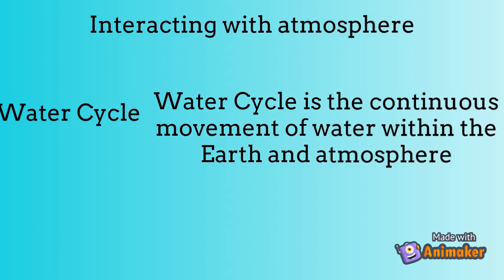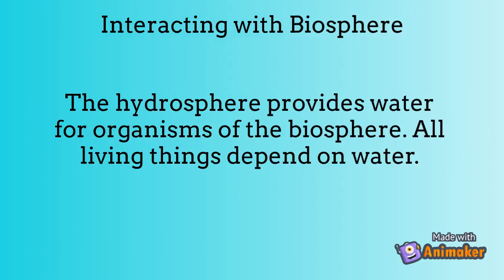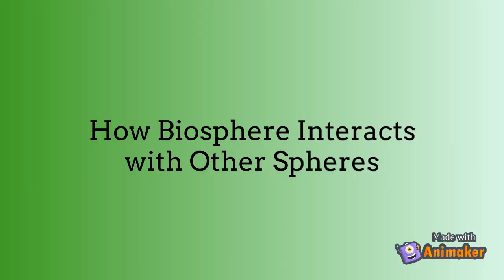The water cycle is the continuous movement of water within the earth and the atmosphere. An example of how hydrosphere interacts with the biosphere is that the hydrosphere provides water for organisms of the biosphere. All living things depend on water. Now I'm going to tell you how biosphere interacts with the other spheres, which are geosphere, hydrosphere, and atmosphere.